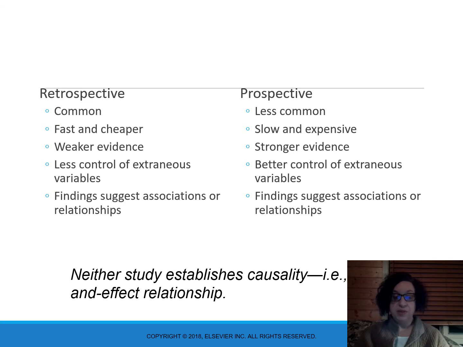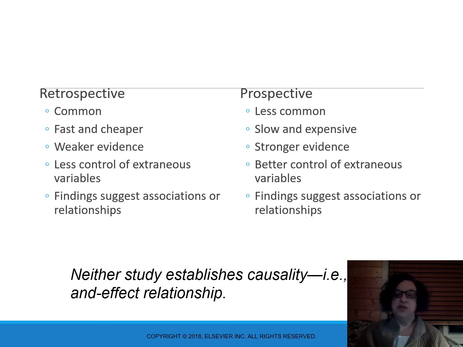So when we're talking about time in the context of research and studies, we've got retrospective, which we know retro means looking back. Okay, so we're looking into the past. These types of studies are common. They can be fast and cheaper because you're just looking back at data, not at actual people, just at their data. It can be a source, though, of weaker evidence, and you can have less control of extraneous variables. Findings suggest associations or relationships, not cause and effect, just associations, okay?